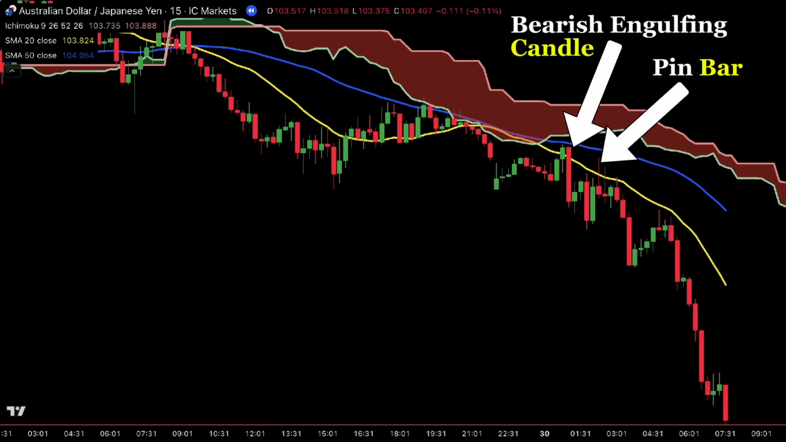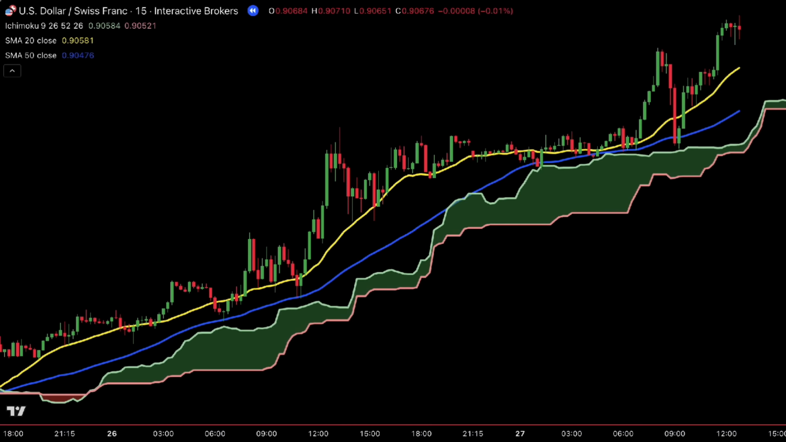The market then pulled back once more and formed a doji, signaling potential continuation of the bearish move. That's yet another opportunity to trade in the direction of the downtrend. Each of these setups gives you a clean opportunity to ride the trend, without guessing and without waiting for levels that may never come.